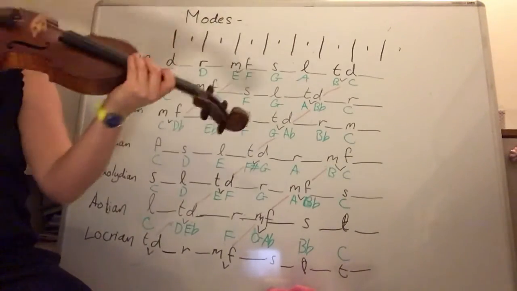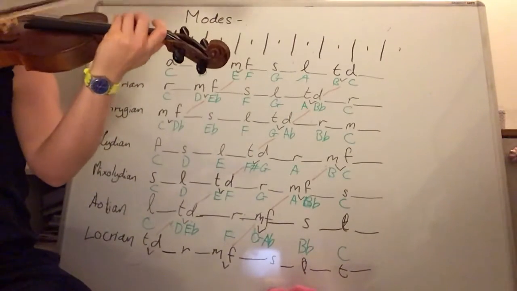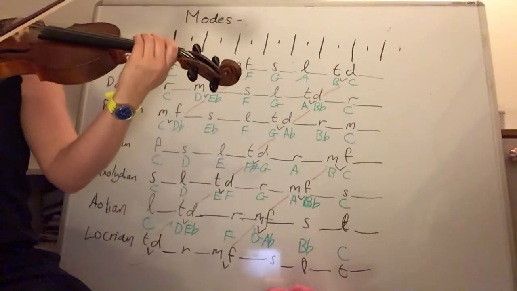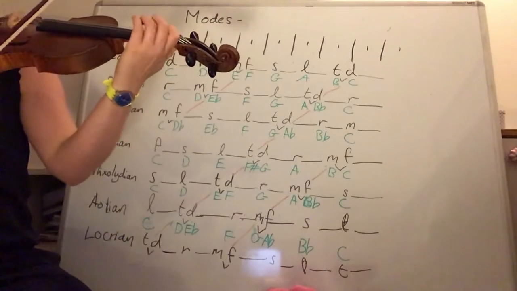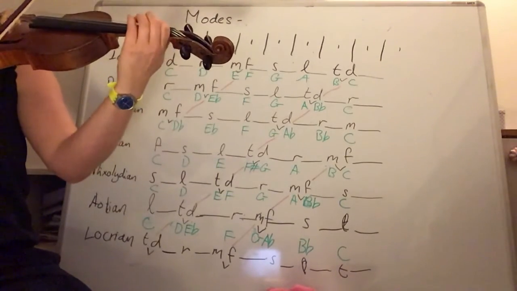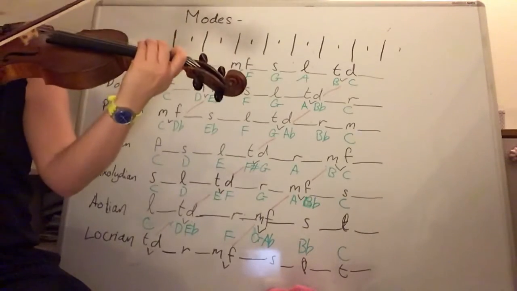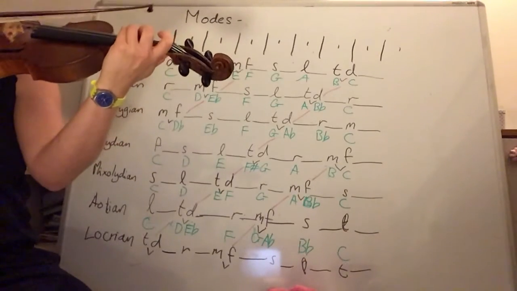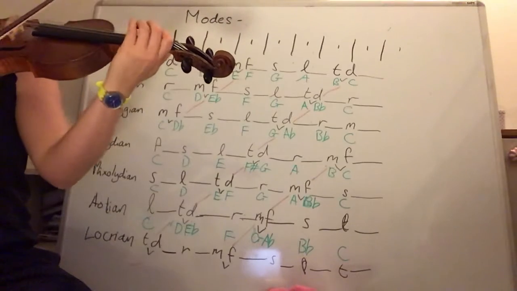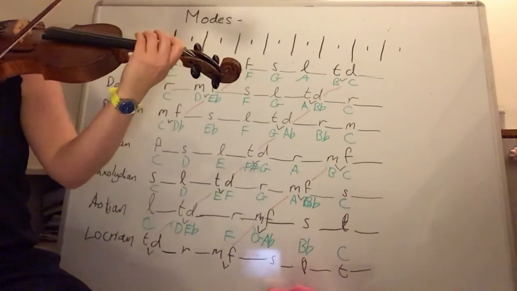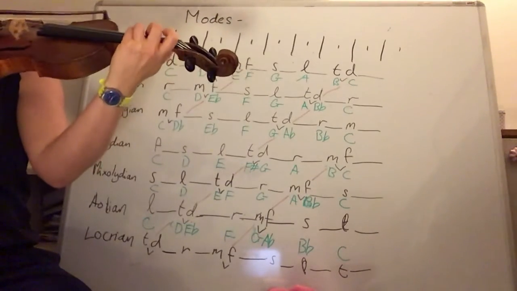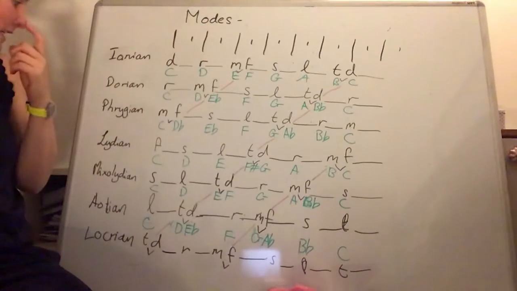Okay, so let's have a go. C, D, E, F sharp, G, A, B, C. Okay, that's our Lydian.